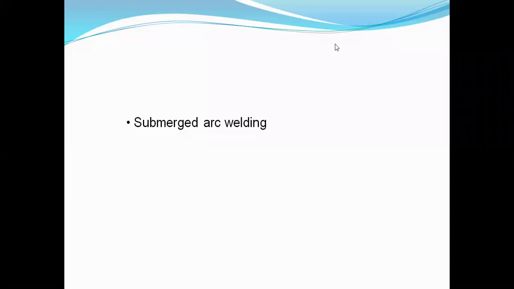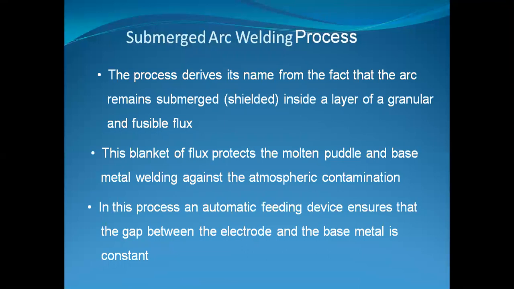Next process is submerged arc welding, and its merits, demerits and applications. In submerged arc welding, the process derives its name from the fact that the arc remains submerged, shielded inside a layer of granular fusible flux. In the previous methods, the arc is shielded with inert gas, right? So here also the arc remains submerged, that means shielded inside a layer of granular and fusible flux.